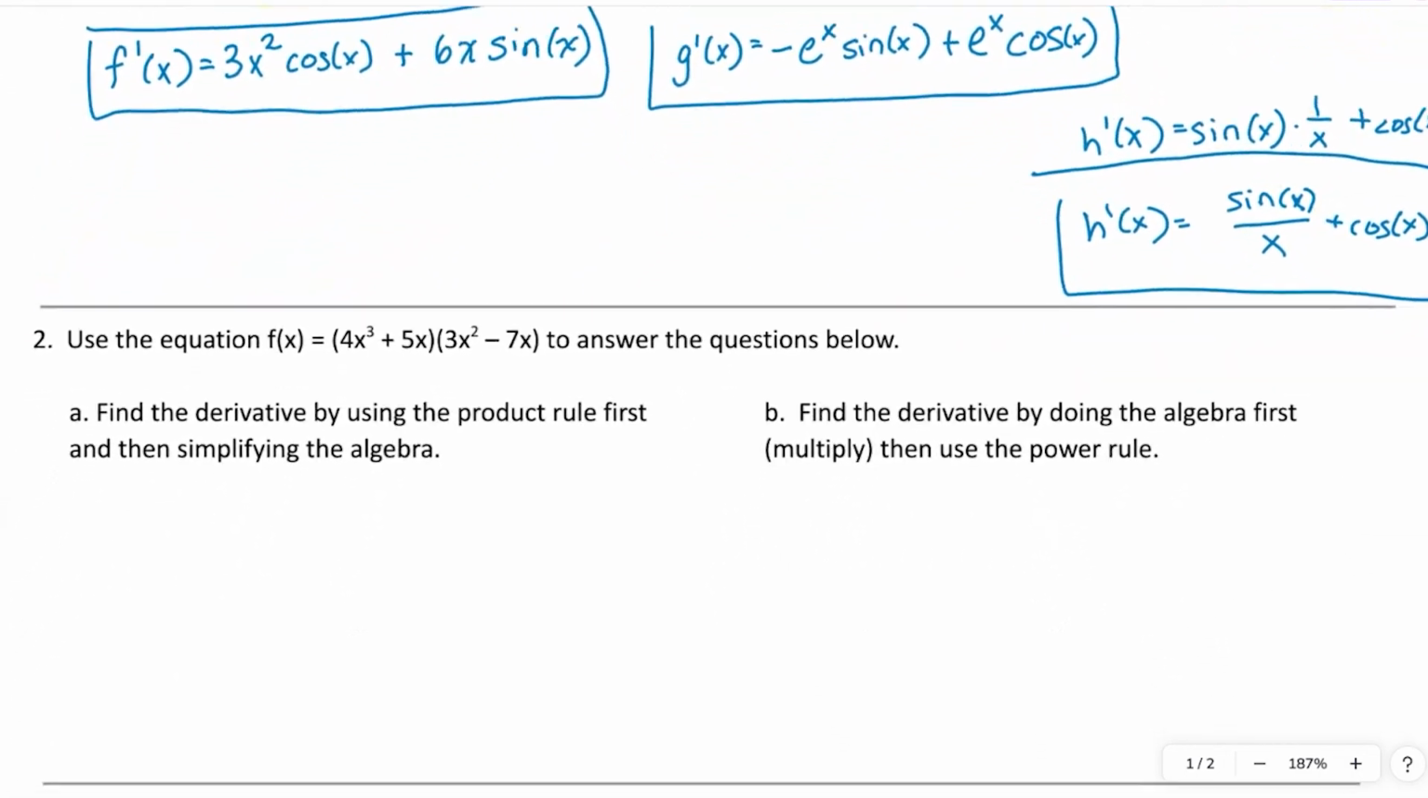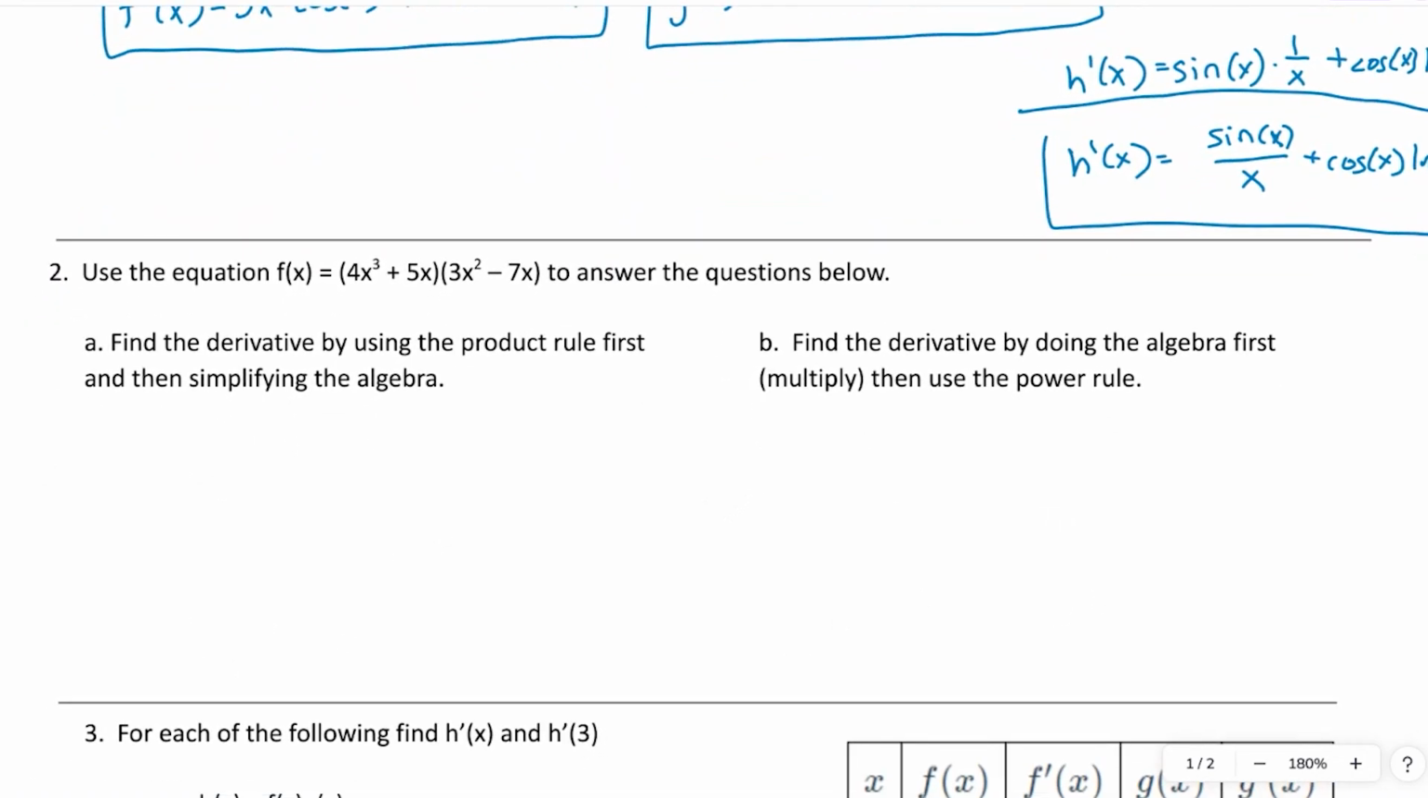Number 2. So this is kind of like what we did in the notes. During the lesson, we examined a product of two binomials and differentiated it two ways: first, by multiplying the two binomials together, and secondly, by just using the product rule. Now, this is going to ask us to do it in the opposite order, where we first use the product rule, and then we do the algebra first, and then use the power rule. So first, let's use the product rule.